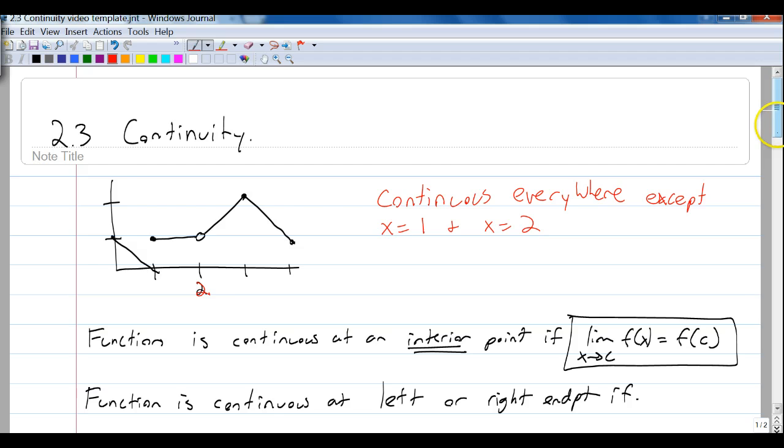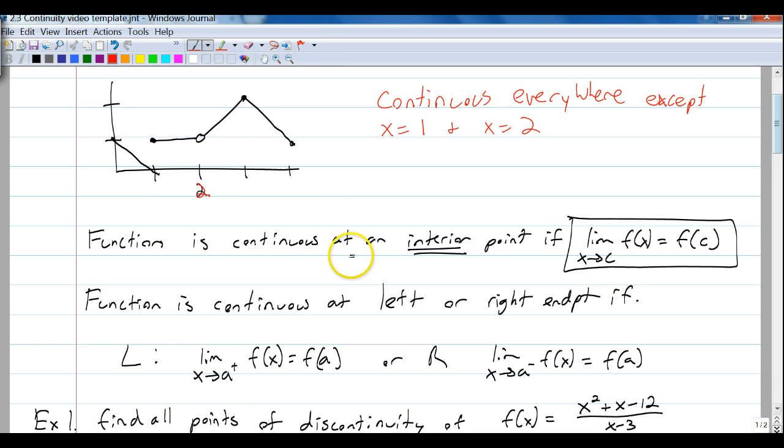So basically, in order for a function to be continuous, it's continuous at an interior point if you have a limit and if the value of the function equals that limit. So imagine having this limit here again, and then having this hole filled in. Then it would be continuous because the hole would be filled in and it would have a limit.